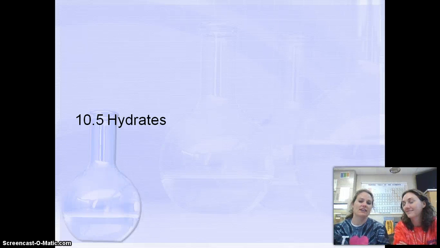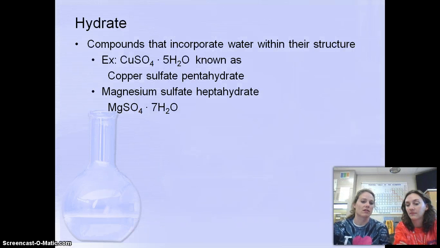Section 10.5 is hydrates. This is your last section for chapter 10. What we're going to do with hydrates is take something that's ionically bonded, and within that structure we are going to have some water involved. So these are compounds that incorporate water within their structure. The example here is copper sulfate.